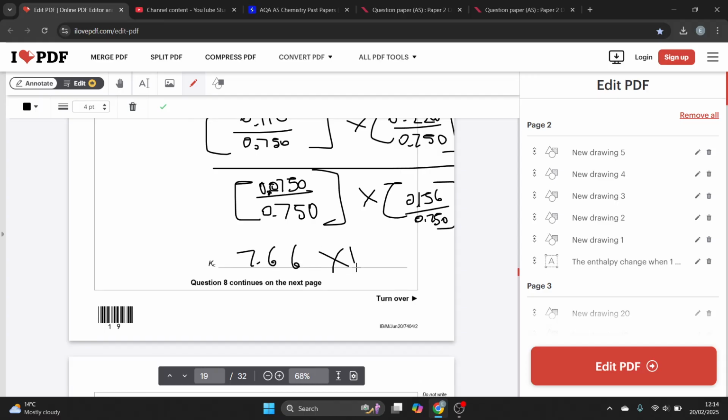7.66 times by 10 to the power minus 6. It doesn't ask me for the units, so that's perfectly fine. Wait, is it 10 to the power minus 6? Ah, another silly mistake. I wrote 0.156 as 0.156. Yeah, 7.66 times by 10 to the power minus 3. Again, I probably would have lost a mark for that if it was a real exam. So 7.66 times by 10 to the power minus 3.